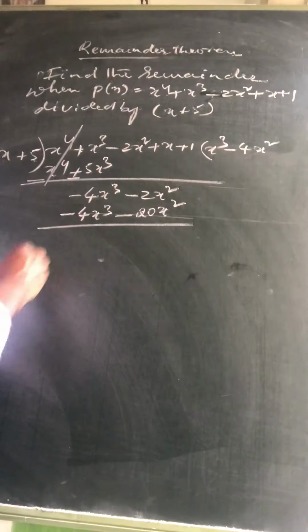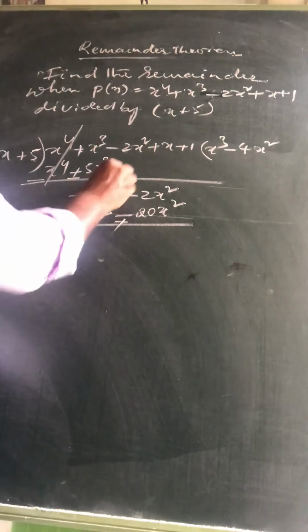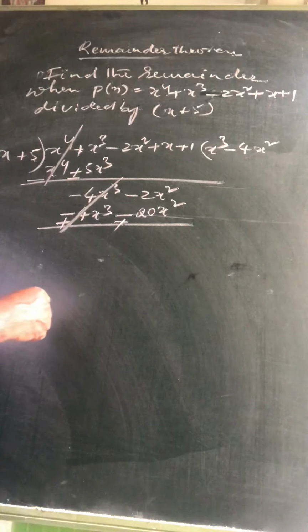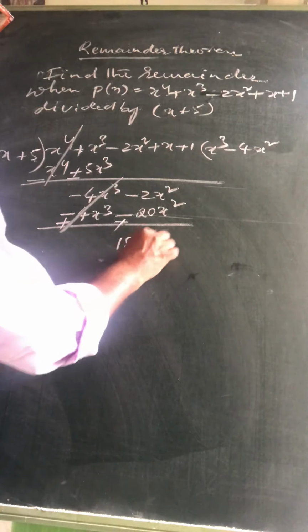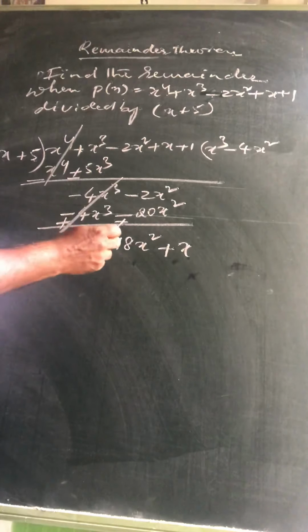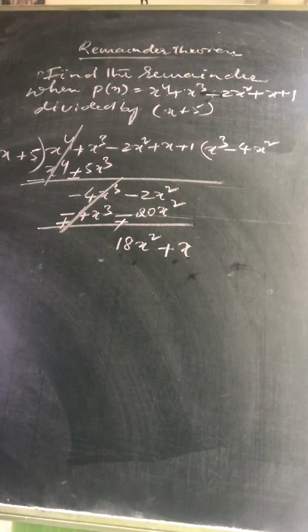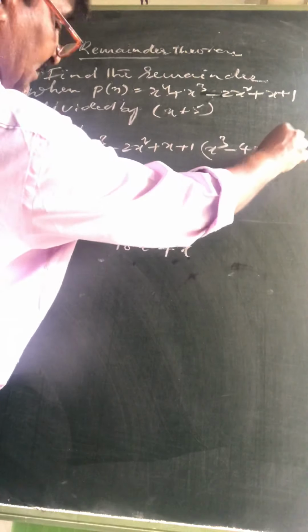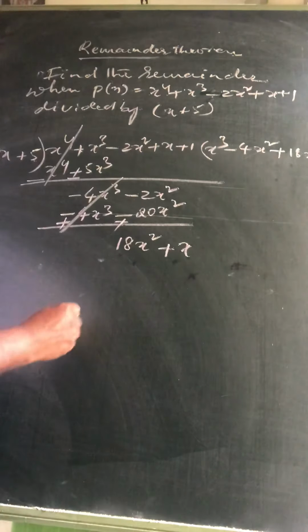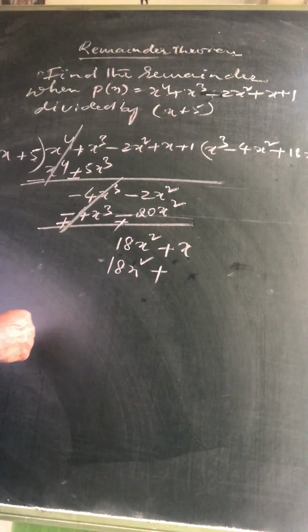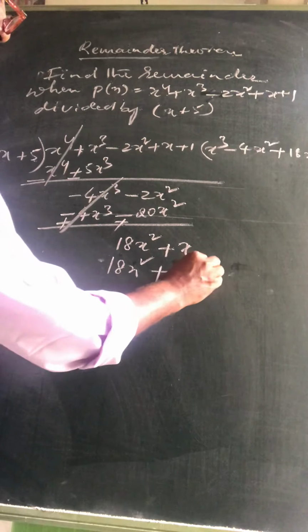Now plus, and it is the plus, cancel it. Minus 2x square plus 20x square, plus 18x square, plus x we are taking down. So how many times it will go from here? That is 18x square, here is the x. So how many times we have to take? Plus 18x. So 18x square plus 18x into 5, 90x.